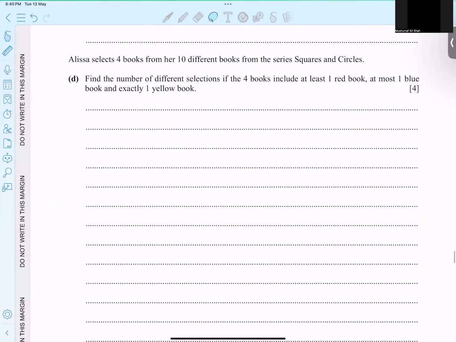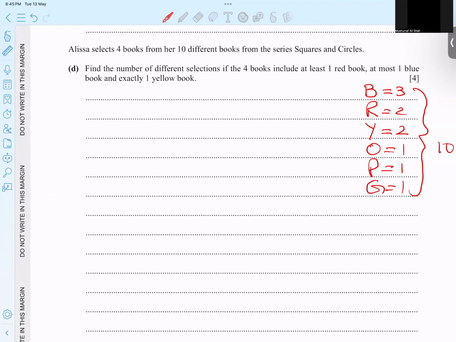Get ready. 4-mark question. Now again, the problem of selection comes. Whenever selection comes, make sure 4 books, and especially different books. And I will try to help you. I know one technical point is about to come here. 4 selection is there. Find the number of selections of 4 books, including at least 1 red. Let me write here, at least red. So red is 1 and more than 1. And at most 1 blue. So blue is maximum 1 and less than 1. And exactly 1 yellow. Exactly 1 yellow we must need.